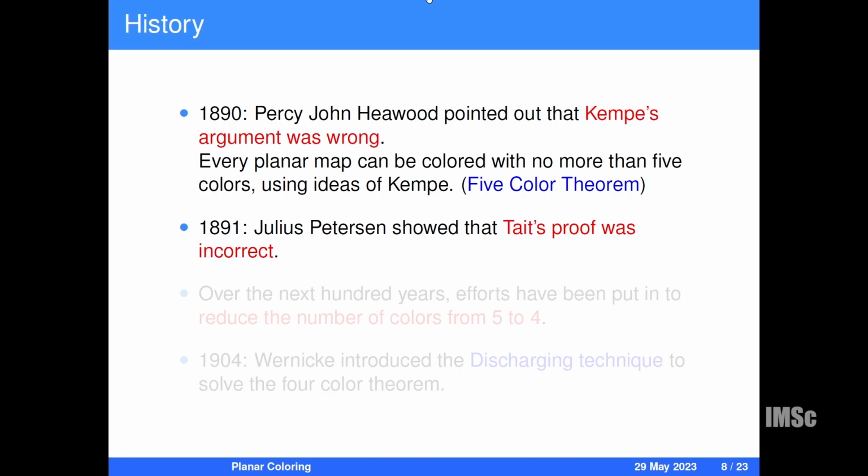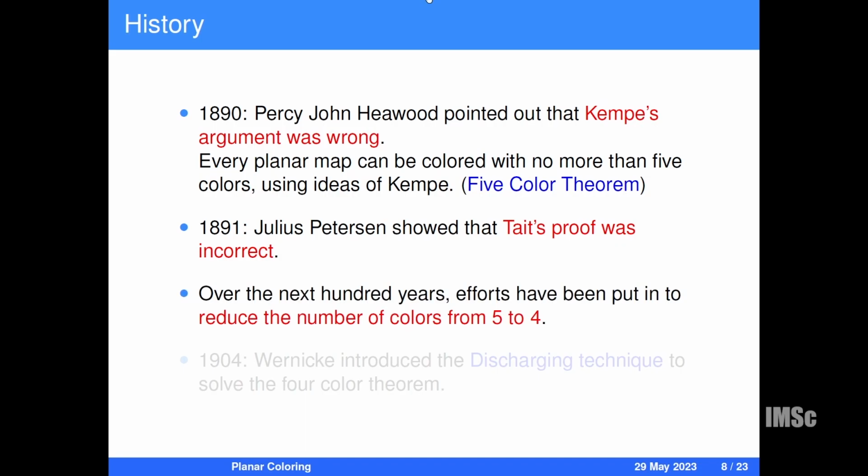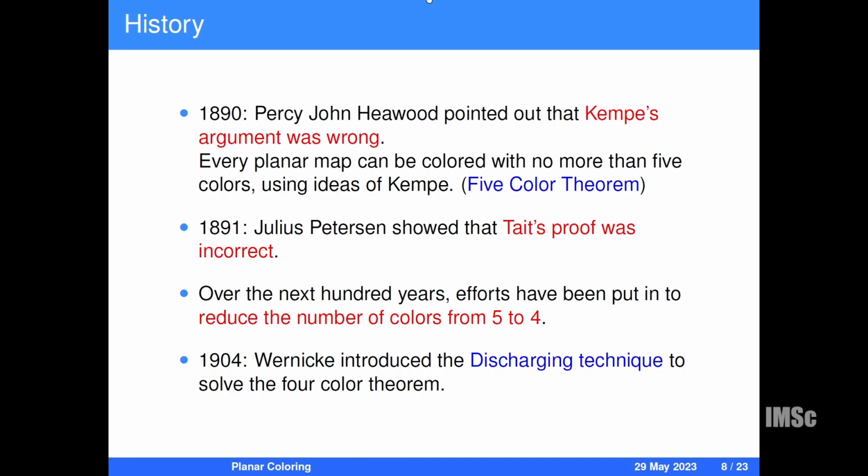There is one more proof by Tait. In 1891, Petersen showed that Tait's proof was also incorrect. So at this point of time, there is no known algorithm for detecting if a planar graph is 4 colorable or not. Over the next 100 years, efforts have been made to reduce the number from 5 to 4. In 1904, Wernicke introduced a technique called the discharging technique in order to attack the 4 color theorem.